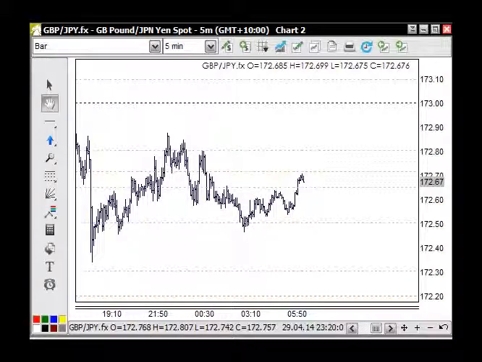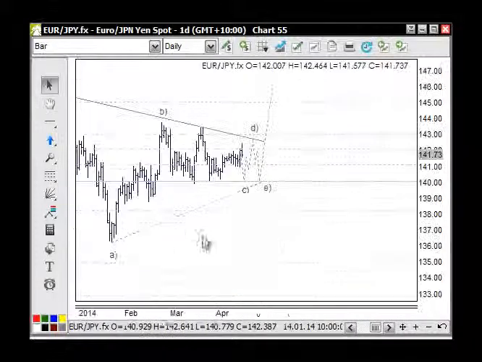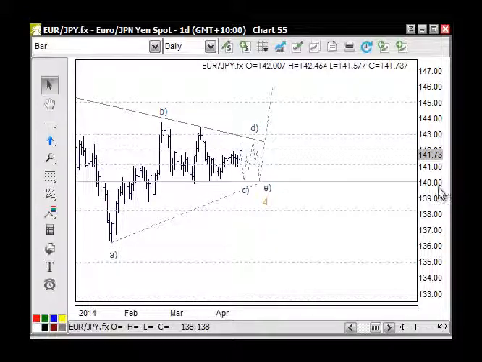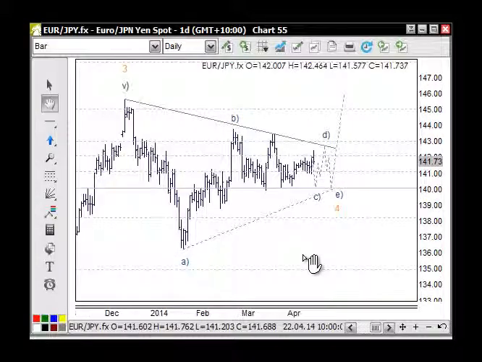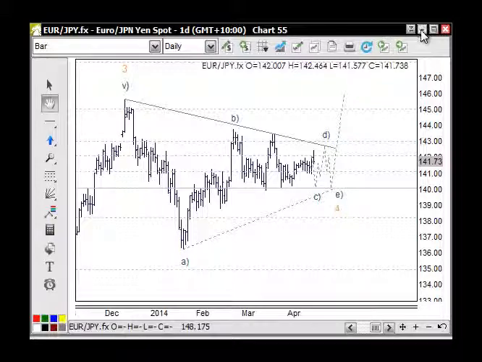Okay, the euro yen, we're looking at the 142. This is just the count that we've got at the moment, but I don't want to put too much into it. Even though I've got this drawn as a triangle, it doesn't mean it's a triangle as such, because it's not a very good wave count through here. So basically anything can happen. But we know that we're working with the 142 here.